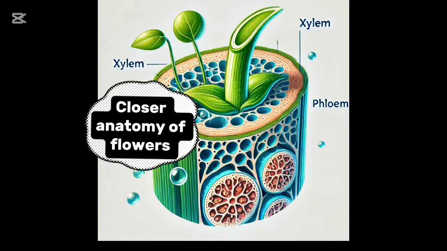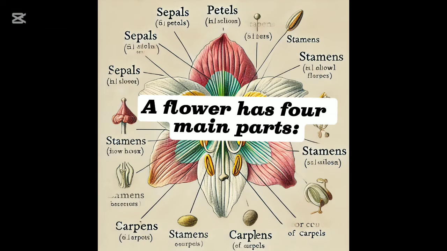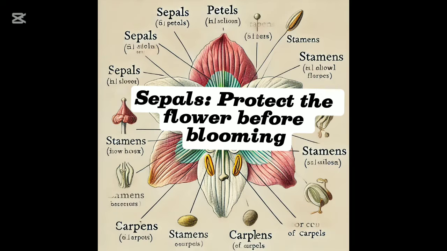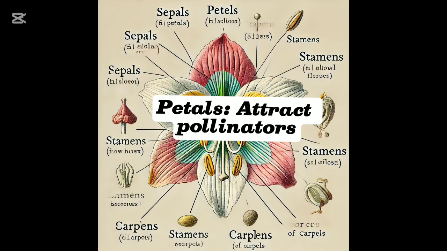2. The anatomy of a flower. Now, let's take a closer look at a flower, the most fascinating part of a flowering plant. A typical flower consists of four main parts. Sepals. These are the small, green, leaf-like structures that protect the flower bud before it blooms. Petals. Often colorful, petals attract pollinators like bees and butterflies.